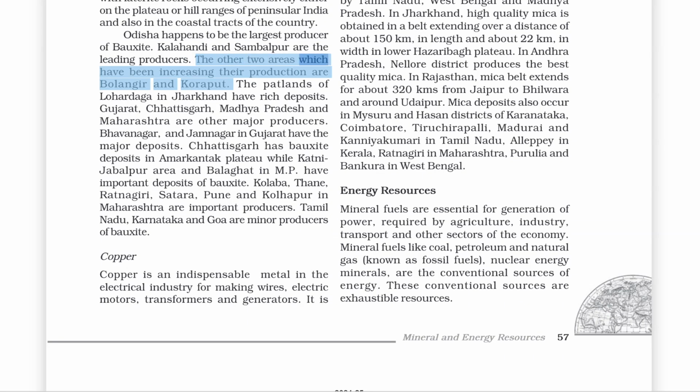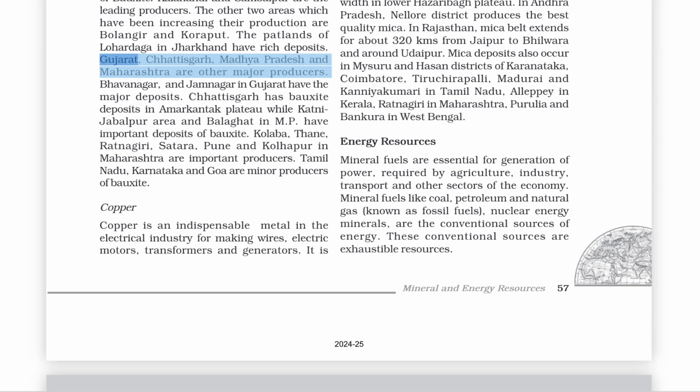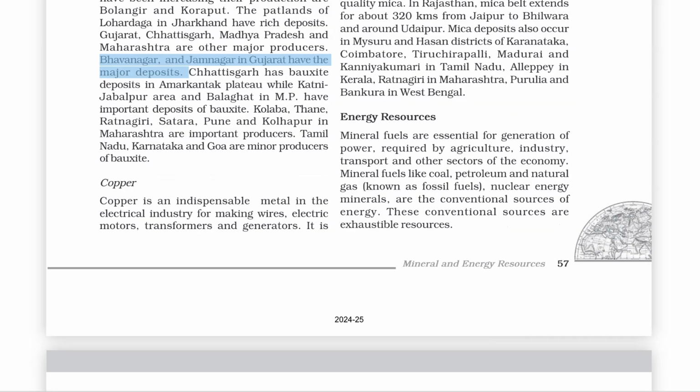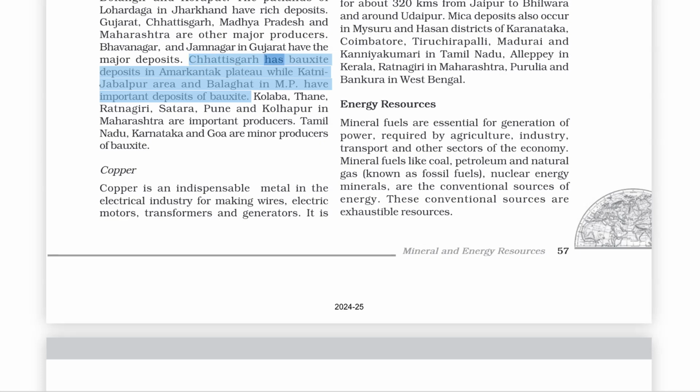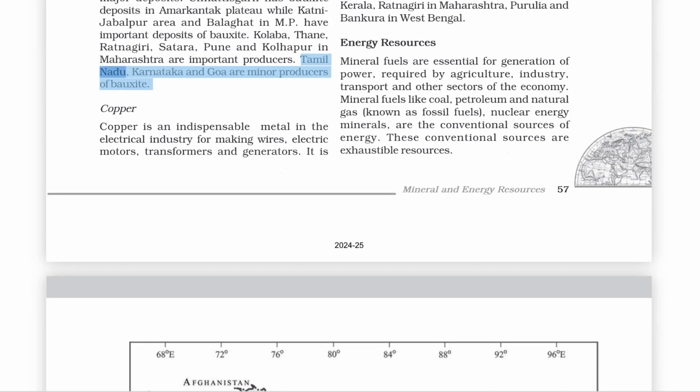The other two areas which have been increasing their production are Bolangir and Koraput. The patlands of Lohardaga in Jharkhand have rich deposits. Gujarat, Chhattisgarh, Madhya Pradesh and Maharashtra are other major producers. Bhavnagar and Jamnagar in Gujarat have the major deposits. Chhattisgarh has bauxite deposits in Amarkantak Plateau, while Katni-Jabalpur area and Balaghat in MP have important deposits of bauxite. Kolaba, Thane, Ratnagiri, Satara, Pune and Kolhapur in Maharashtra are important producers. Tamil Nadu, Karnataka and Goa are minor producers of bauxite.